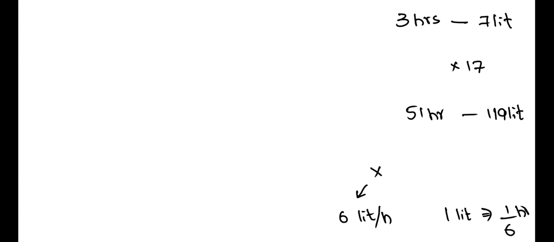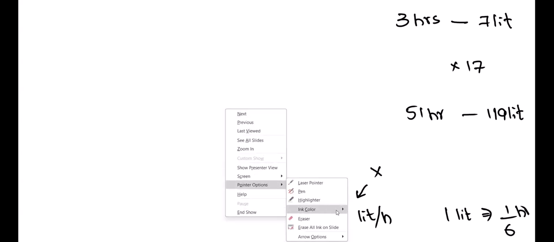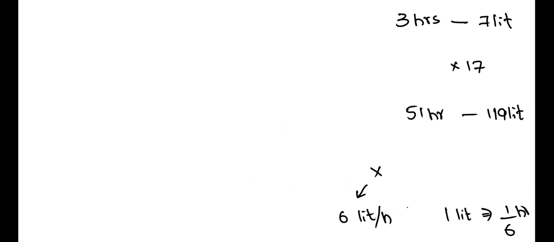6 liters in 1 hour are required, but the pending amount is only 1 liter. That should be filled by X, because after every 3 pairs X will start again. So this is 1 by 6th of the hour. 1 liter completed. Now the answer is 51 hours and 1 by 6. 51 1 by 6 hours, sir.